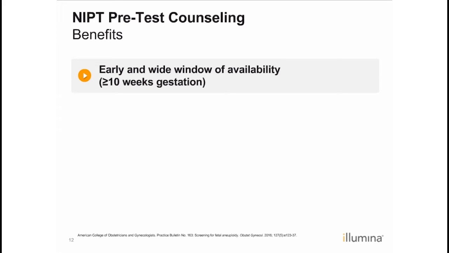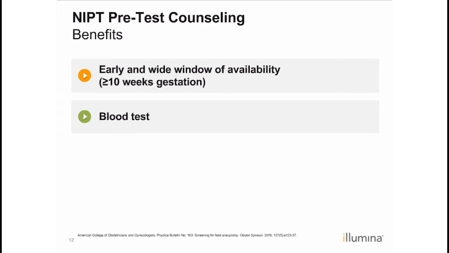NIPT is available early in pregnancy from 10 weeks gestation and throughout the rest of the pregnancy, which is an advantage over other testing options. We all know sometimes patients come late to prenatal care, and traditional screening is only available through 22 weeks. So for later gestational age patients, NIPT is still a screening option. It is a blood test which makes it relatively easy to incorporate into routine clinical care, as most of our patients are already comfortable and accustomed with getting their blood drawn.